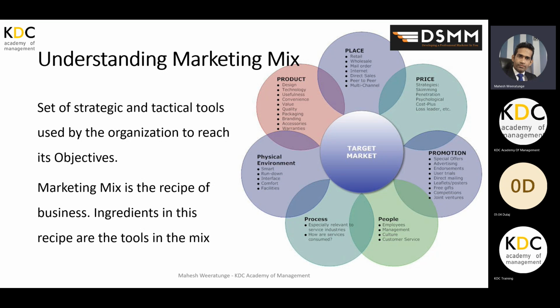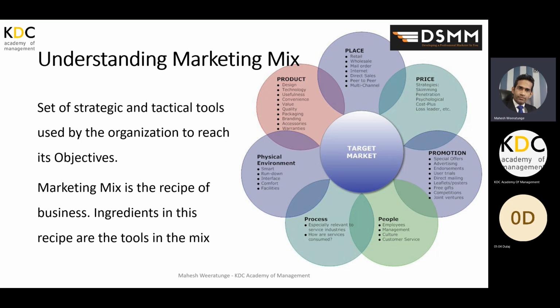Because of that, we decided to bring 3 more elements: physical environment management, physical evidence management, process management, and people management as three more areas added to the marketing mix. I will tell you how and why they were added, but first you need to have an idea about these elements and why we call it a marketing mix. You have to mix it properly. You have to stir it properly. If you don't blend and mix it properly, the marketing mix will not be effective.